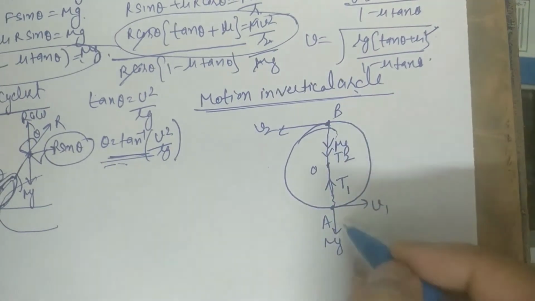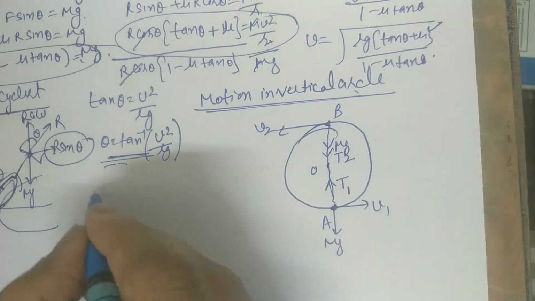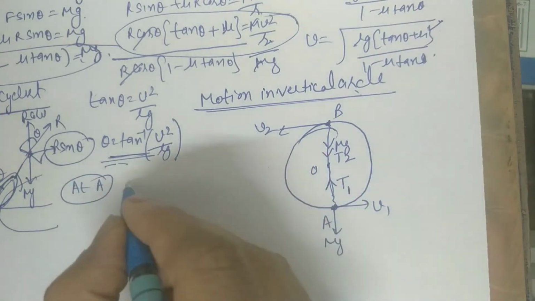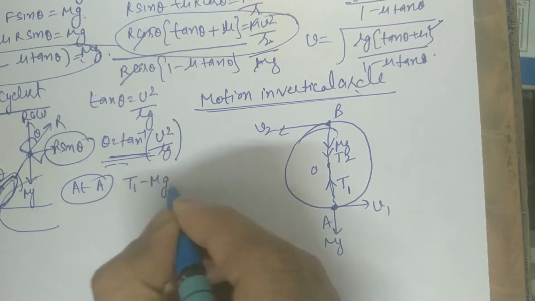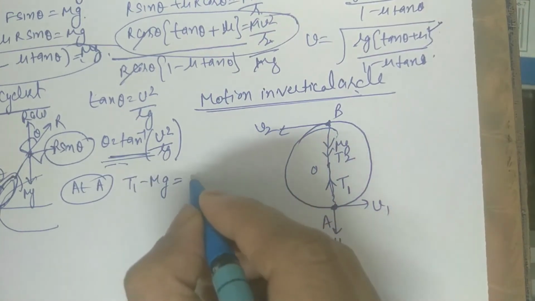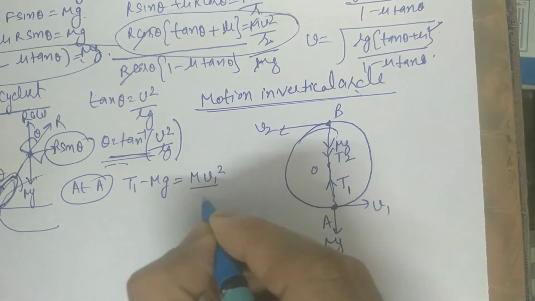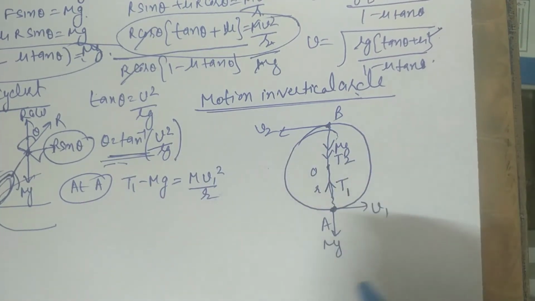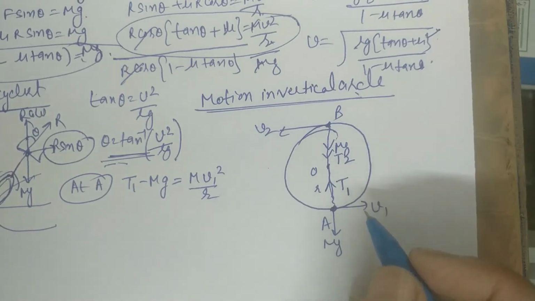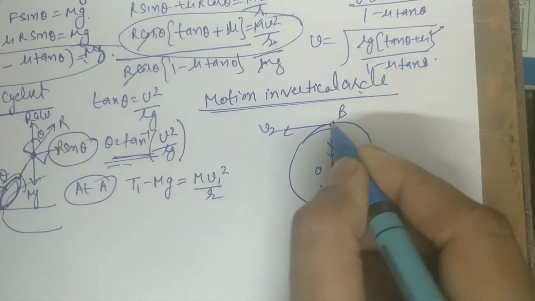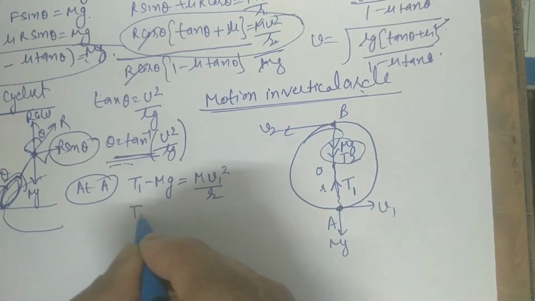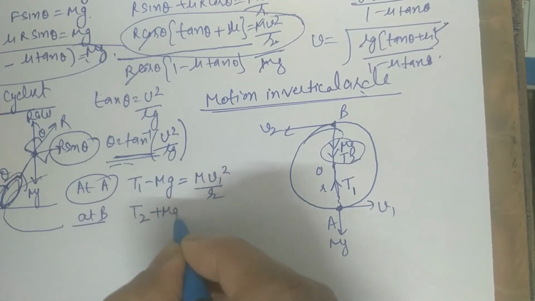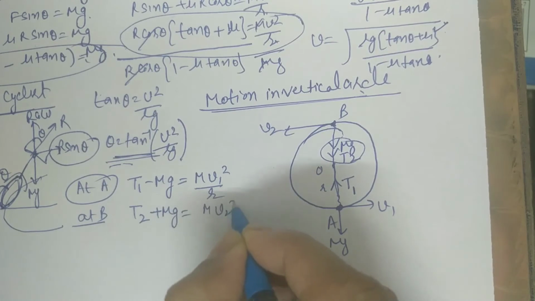Now what are the equations? At point A we have the equation T1 minus mg, which provides the required force mv1 square upon r. This is the radius of this circular path. Then at point B, these two are in the same direction, so we can say T2 plus mg is equal to mv2 square upon r.